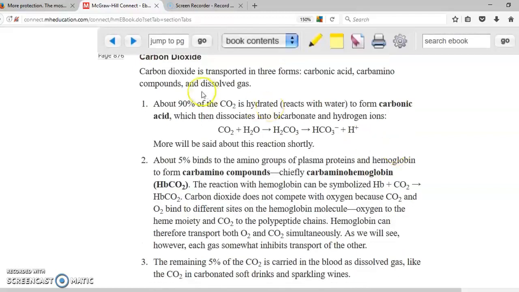Carbon dioxide is transported mixed with water with this reaction. It's going to be bicarbonate. Number one, it gets transported as bicarbonate. Number two, it gets transported attached to the hemoglobin. 90% is transported as bicarbonate, 5% is attached to the hemoglobin, and the 5% remaining is going to be free as dissolved gas in the blood.